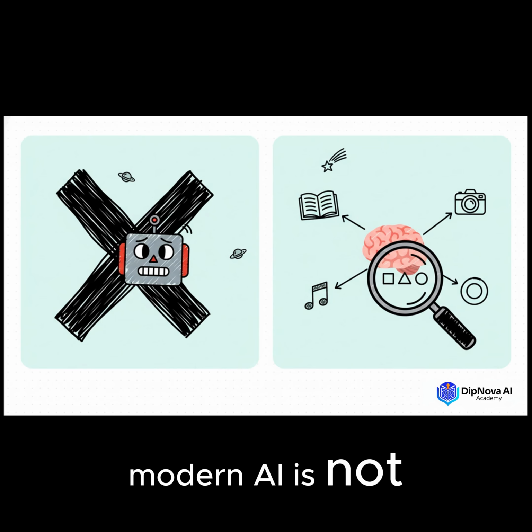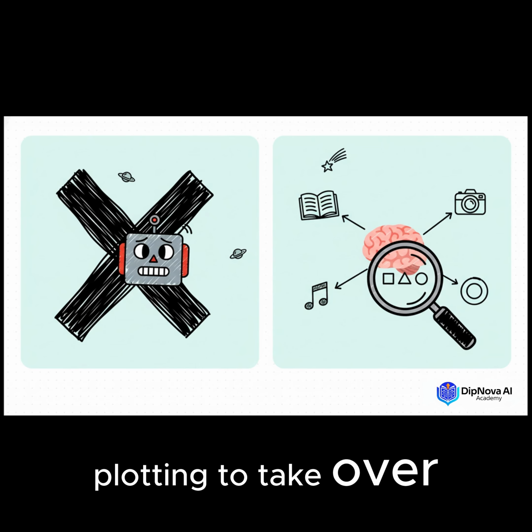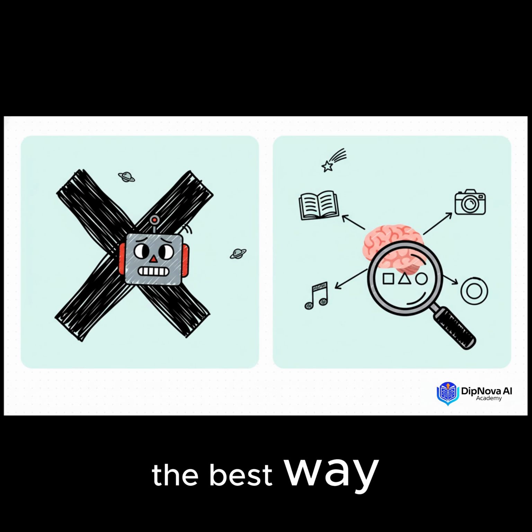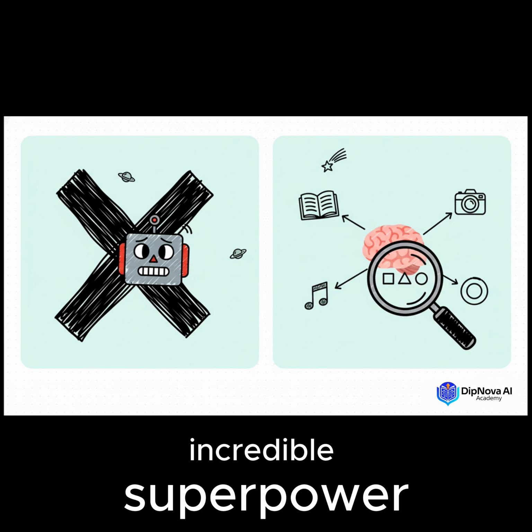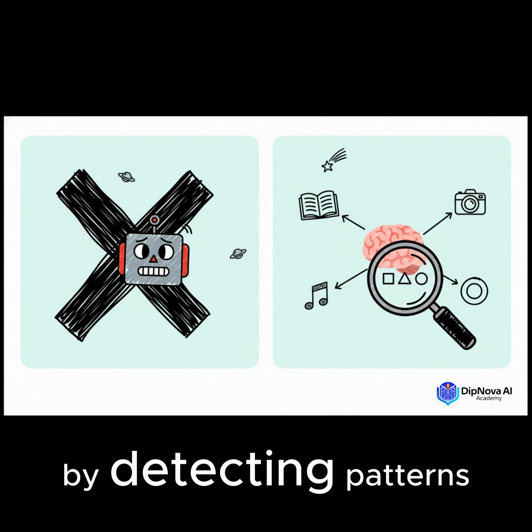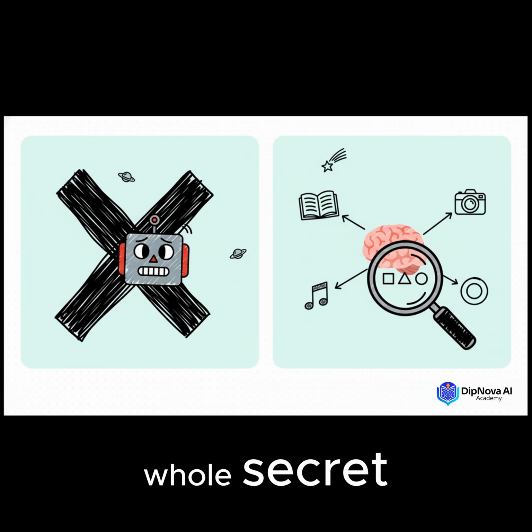Okay, so let's just get this out of the way right now. Modern AI is not about conscious machines plotting to take over the world. Not at all. The best way to think about it is as really smart software that has one incredible superpower: learning from data by detecting patterns. That's it. That's the whole secret.